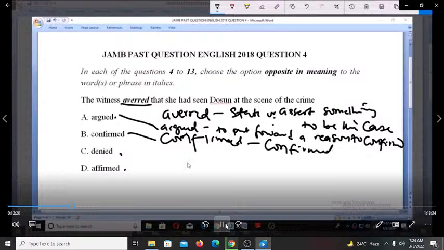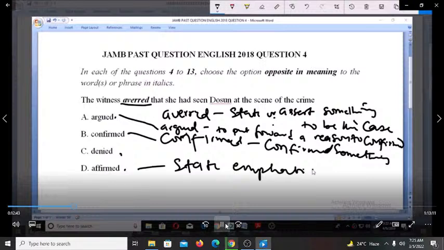To confirm something. So that is the meaning of confirm, to state that something is true. Affirm also means the same thing, to state emphatically that something is true. That is affirmed too. So you can see that all these are having similar meaning.